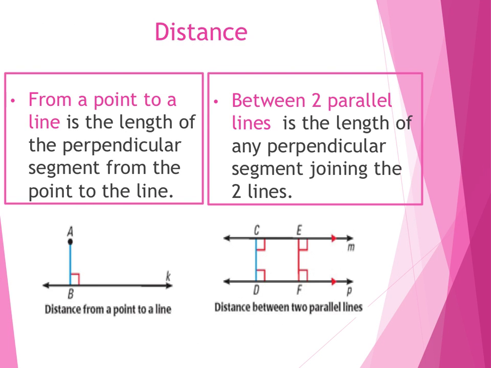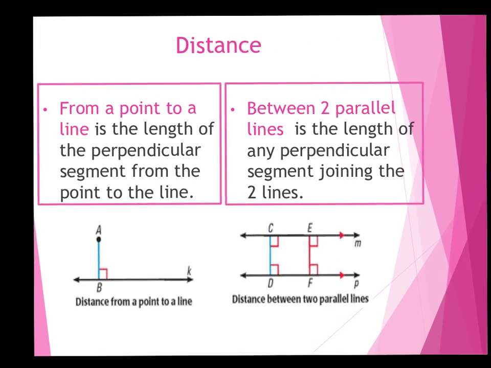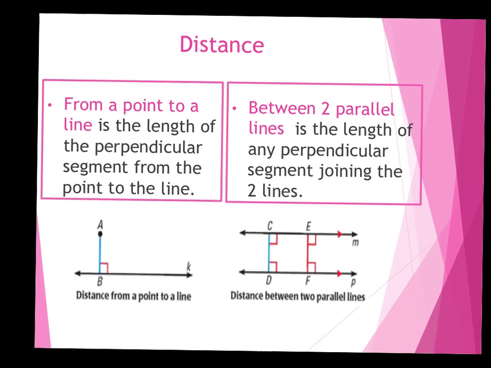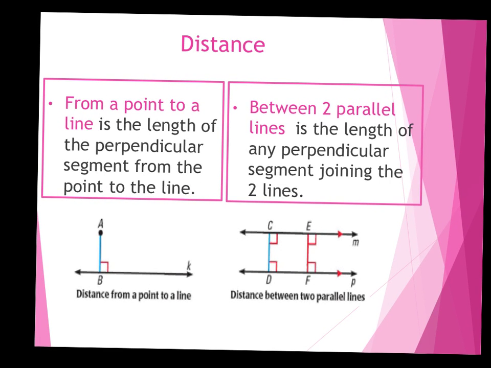Okay, distance. And this is the distance from a point to a line and the distance between two parallel lines. So from a point to a line, the shortest distance is the perpendicular segment that connects that point to that line. So if I asked you to find the distance from point A to line K, it doesn't mean you draw lines anywhere you want and you actually measure them. You want to find the perpendicular segment, and that's the shortest distance, right? Shortest distance between two things is the perpendicular line that connects them.